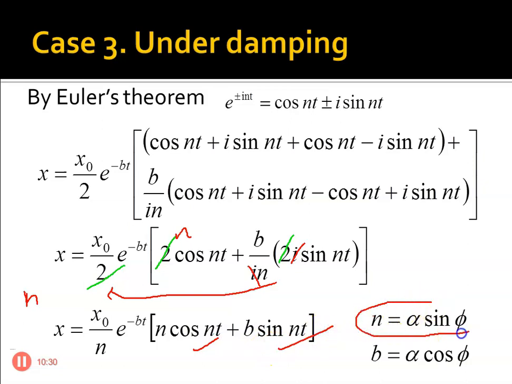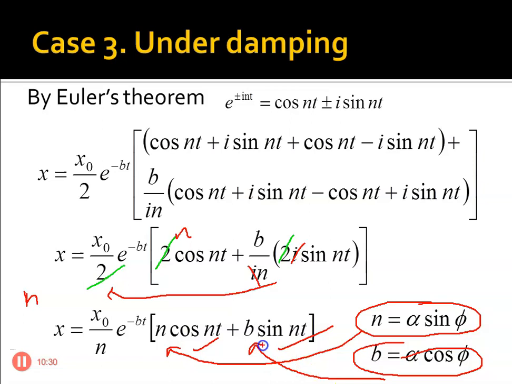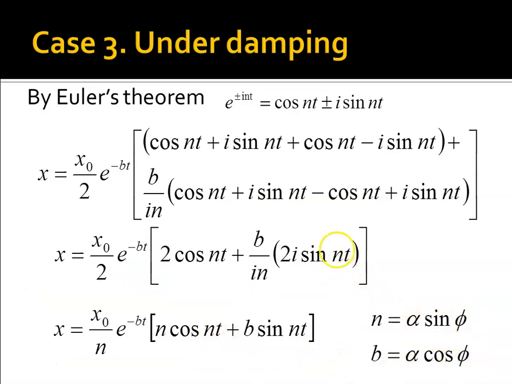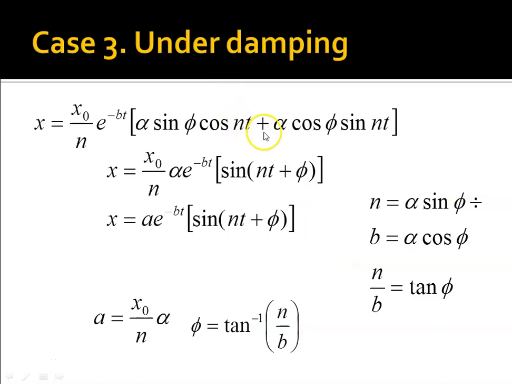So I am going to replace n is equal to alpha sin phi and b is equal to alpha cos phi. So n I am going to substitute here, and similarly b I am going to substitute here. So I will get alpha sin phi cos nt plus alpha cos phi sin nt. So alpha I am going to take outside as a common term. So x naught by n alpha e power minus bt times sin a cos b plus cos a sin b, that is sin of a plus b.